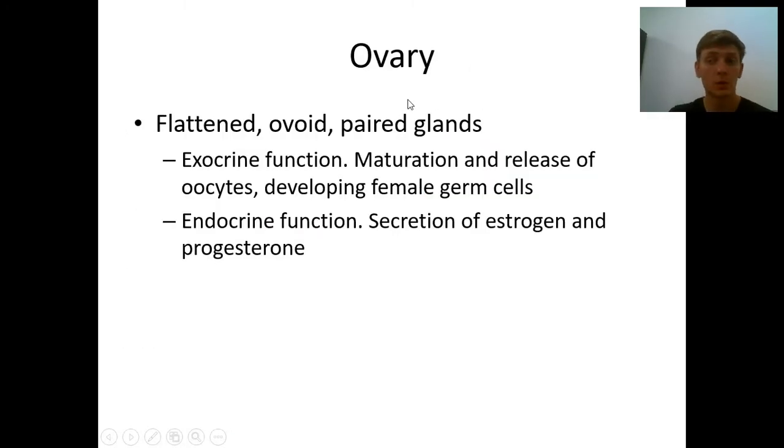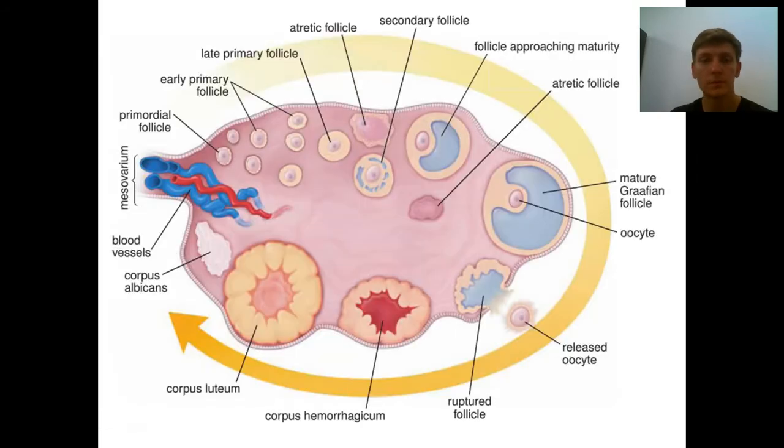Ovary. The ovary is a paired organ, and it possesses two functions, both endocrine and exocrine. The exocrine function is the excretion of the ovum. The endocrine function is the secretion of two main hormones, estrogen and progesterone. Other hormones are also produced there, but mainly these two.